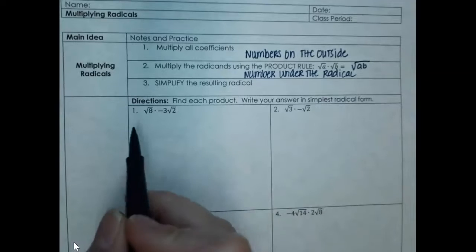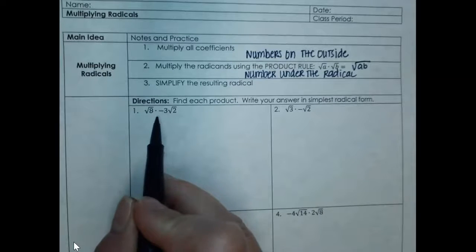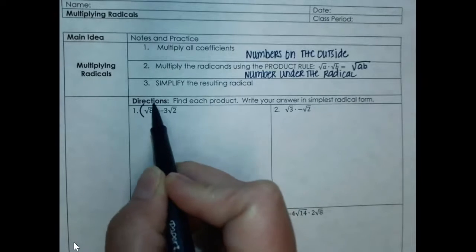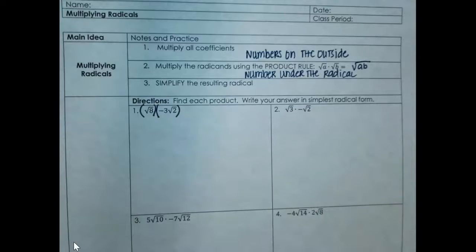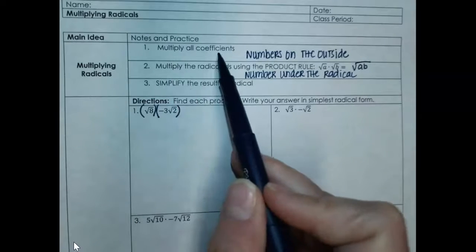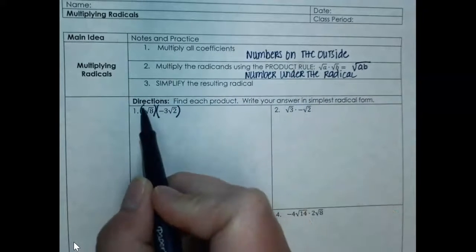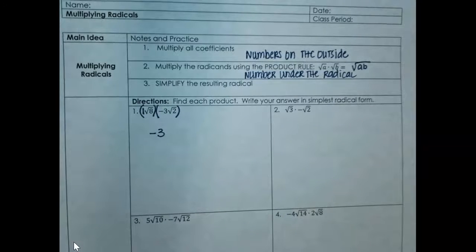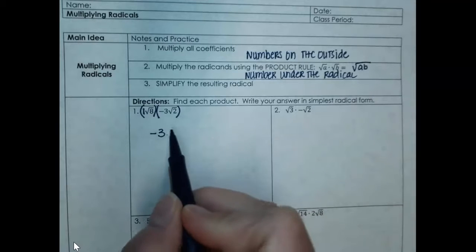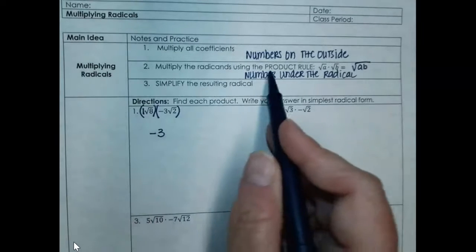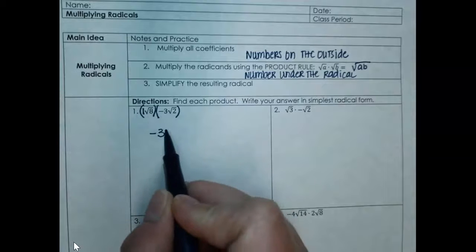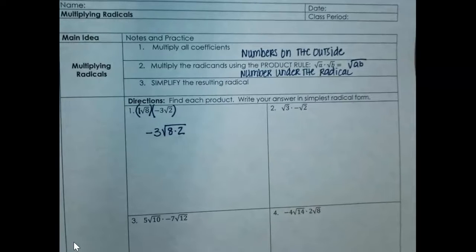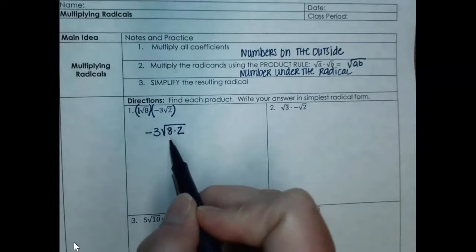All right, so we want to take the square root of 8 and multiply it by negative 3 square root 2. I'm going to draw parentheses around here because I think it helps you see it a little bit better. I want you to multiply the coefficients, the numbers on the outside. There's really a 1 here, so 1 times negative 3 is negative 3. Then multiply the radicands, square root of 8 times square root of 2. I'm just going to write it like this right now, 8 times 2, like a times b up here. We want to see if these things will simplify.